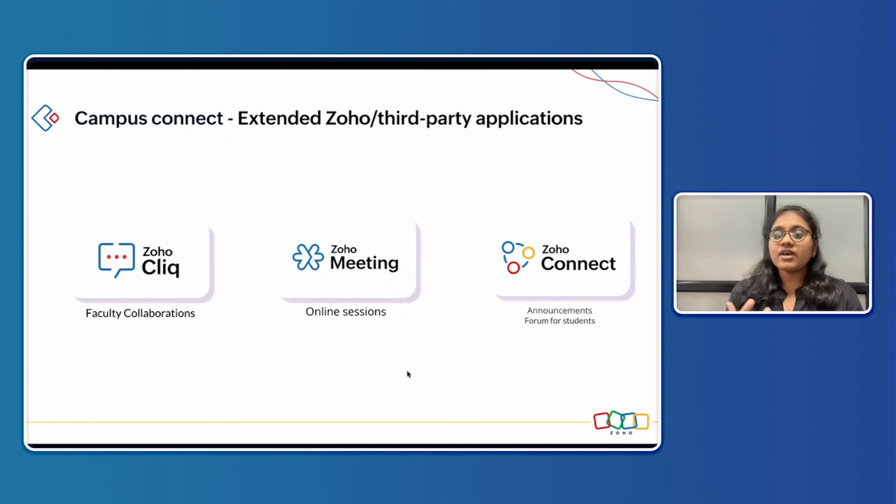And similarly, instead of announcing the major announcements in the dashboard itself, I can post them in the Connect post from Creator. So I can make use of the Zoho Connect to check the announcement and as a complete discussion forum for the students to discuss among themselves. This is how we can imagine the Campus Connect as an extended Zoho or third party application.